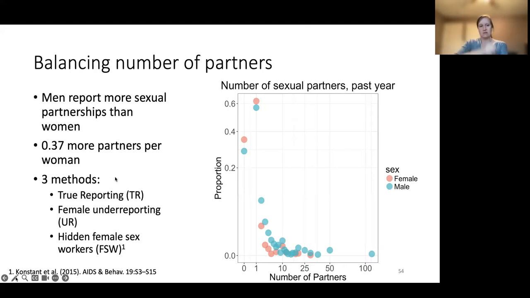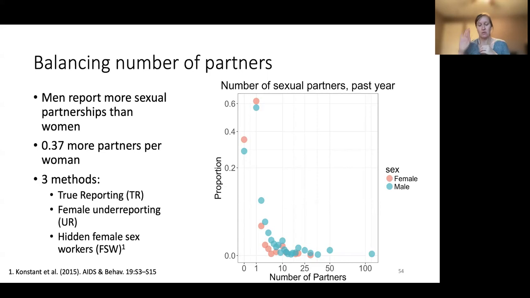So we use three methods to deal with that. The first is what we're calling true reporting. So where we just shove the data in agnostically and let the algorithm find the balance between what women report and what men report.